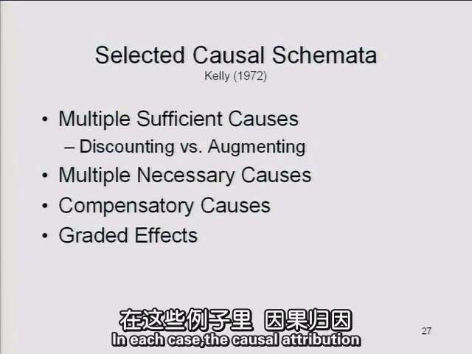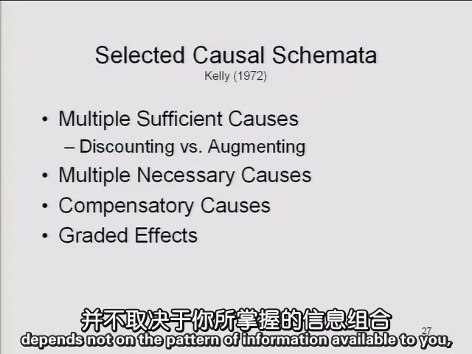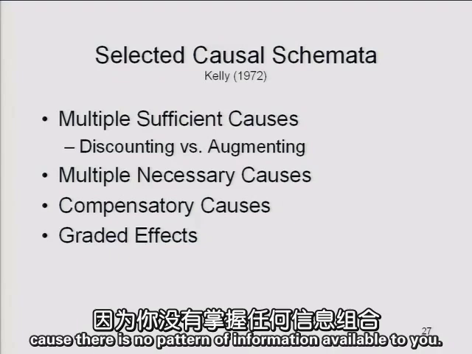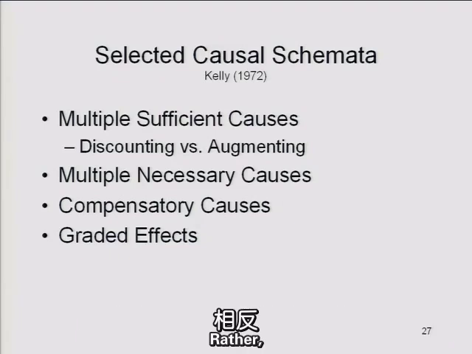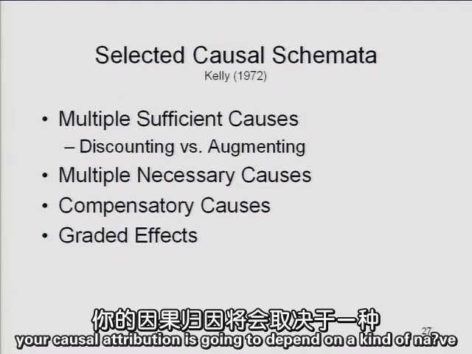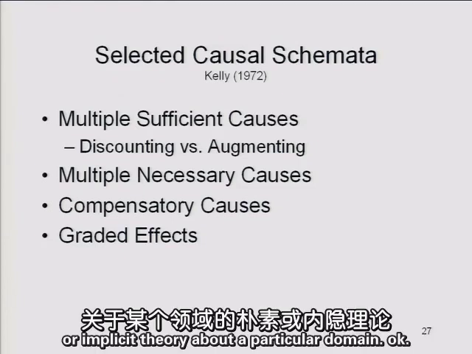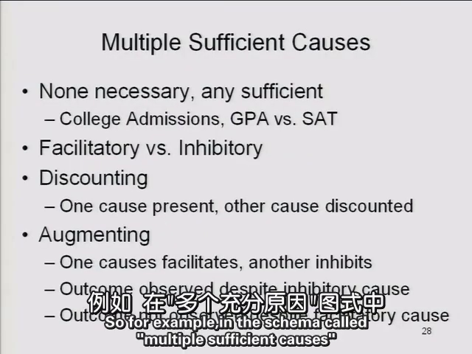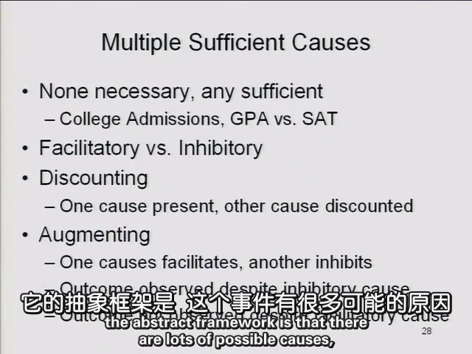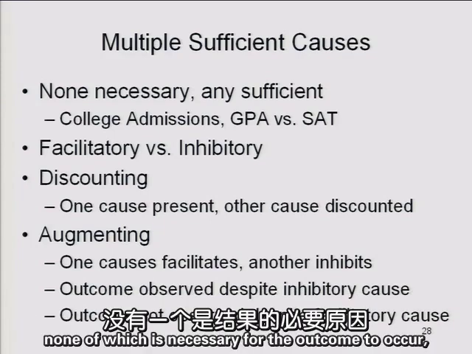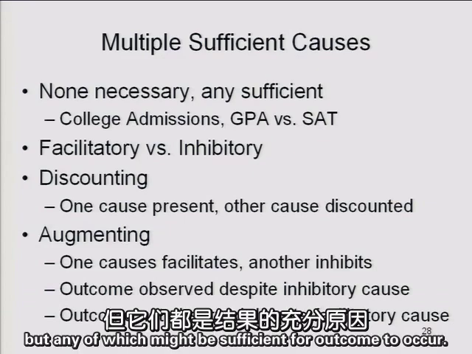In each case, the causal attribution depends not on the pattern of information available to you, because there is no pattern of information available to you. Rather, your causal attribution is going to depend on a kind of naive or implicit theory about a particular domain. Okay, so for example, in the causal schema called multiple sufficient causes, the abstract framework is that there are lots of possible causes, none of which is necessary for the outcome to occur, but any of which might be sufficient.